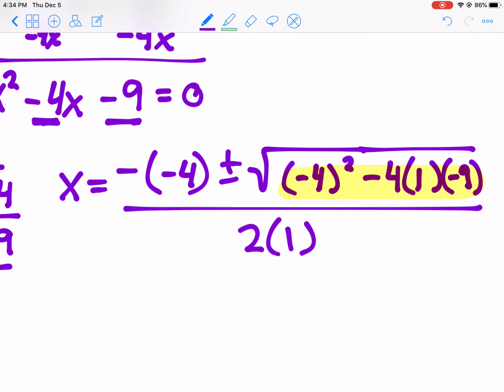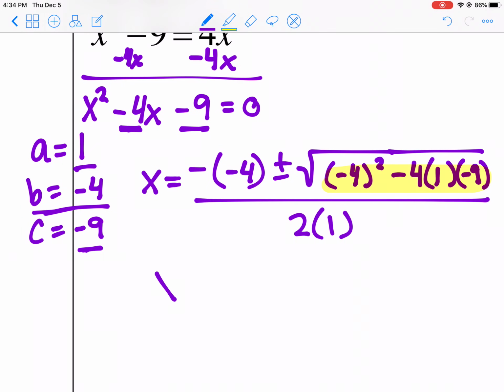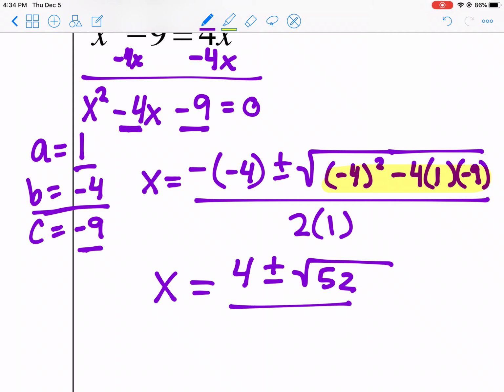Minus 4 times 1 times -9. I'm going to double check that. Minus 4 times 1. Yep, 52. I'm going to go on 36. 16 plus 36, 52. Yeah. See, good thing I checked. All right. So x equals -4, that's +4, plus or minus the square root of 52, all over 2 times 1, that's 2.